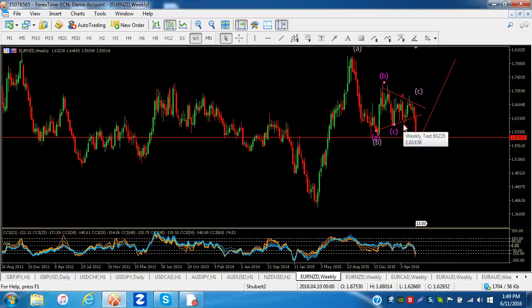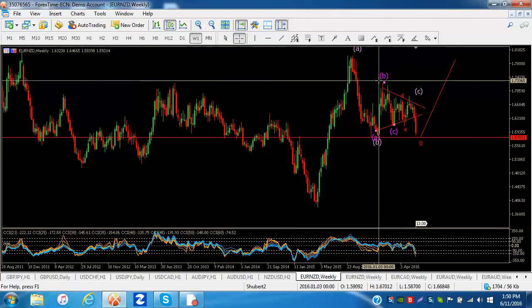Okay, so don't get it confused with the overall ABC, which is this lighter purple. A, B, C. Okay, this is the A, B, C, D, E inside the triangle. So here's the wave A, B, C, D, E. Okay, now you can see this one has already ended, and the triangle has already been breached, and this wave C is well underway. So again, where's our target?